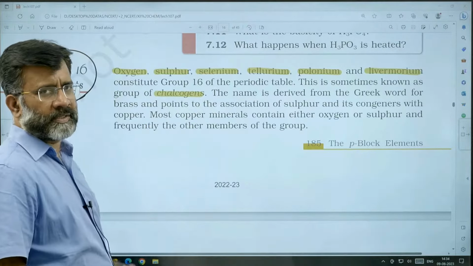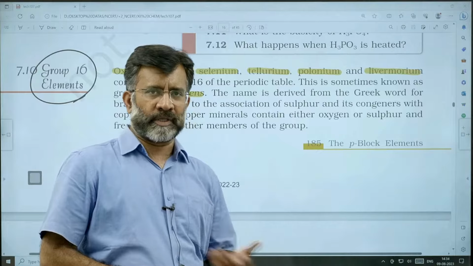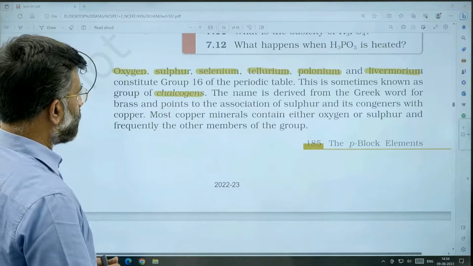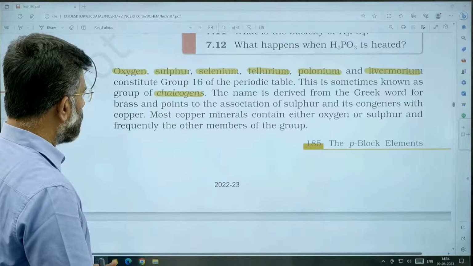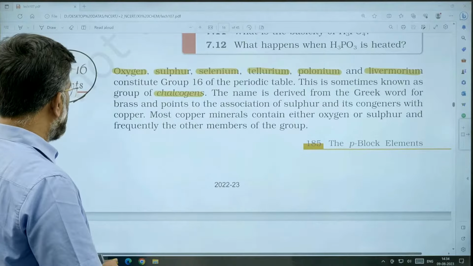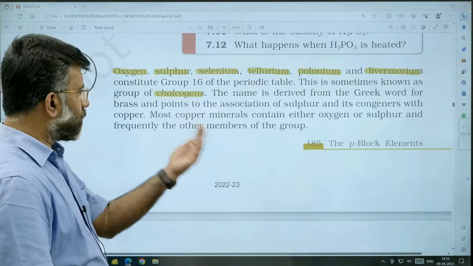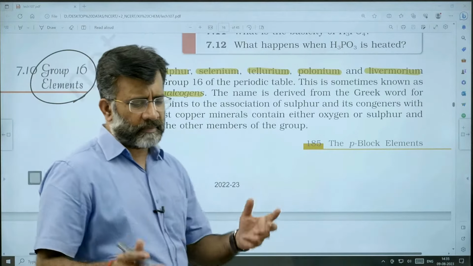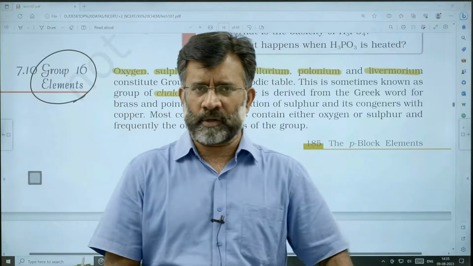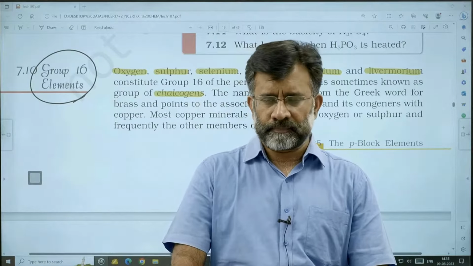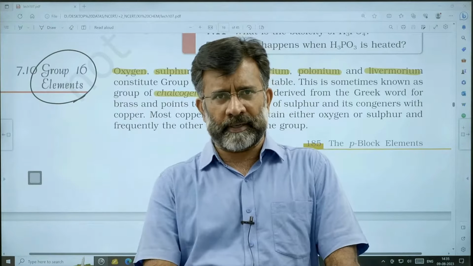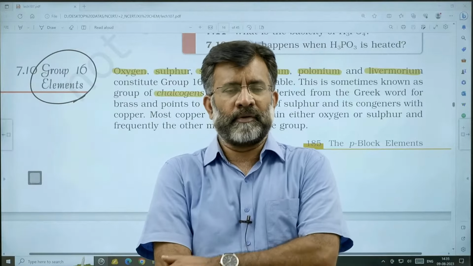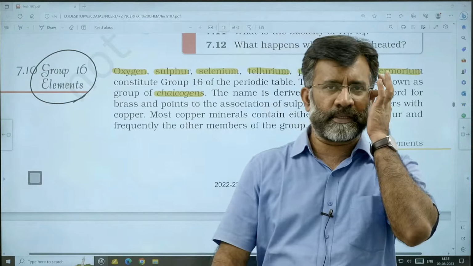It is group 16, also known as chalcogens, known after chalcopyrites. It is derived from the Greek word for brass and points to the association of sulfur and copper minerals related to chalcopyrites. That's where the name chalcogen is coming from. Most of the minerals are either oxides or sulfides, and even sulfides like iron pyrites and copper pyrites exist as iron copper pyrites, that is, sulfide ores. From there, actually, the name chalcogens is coming.